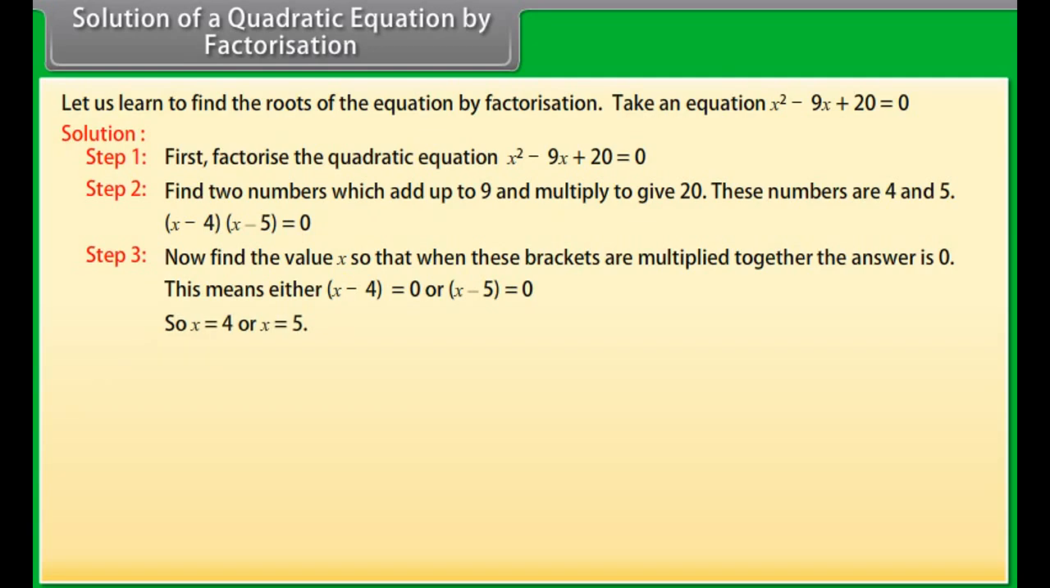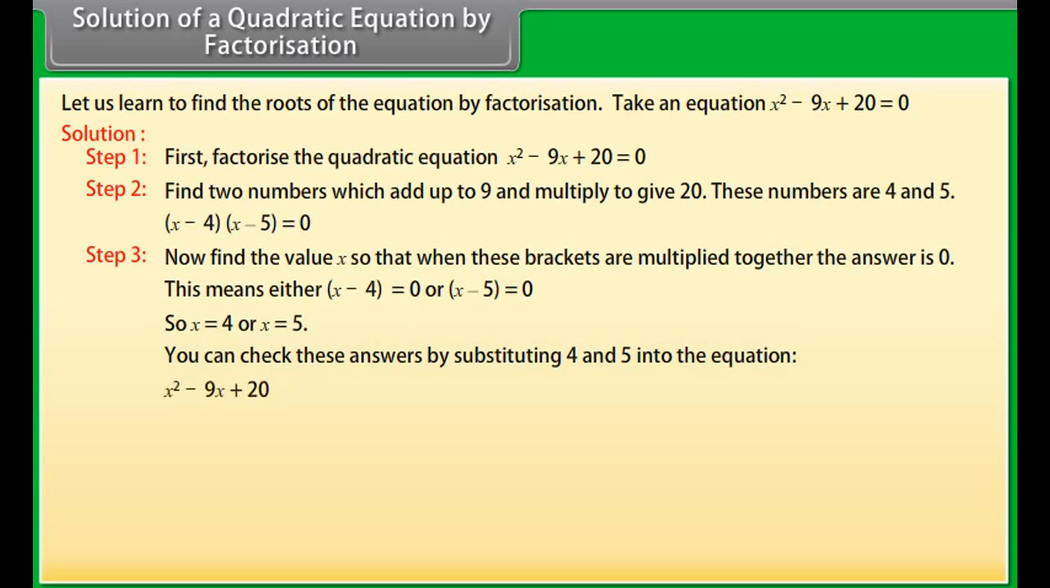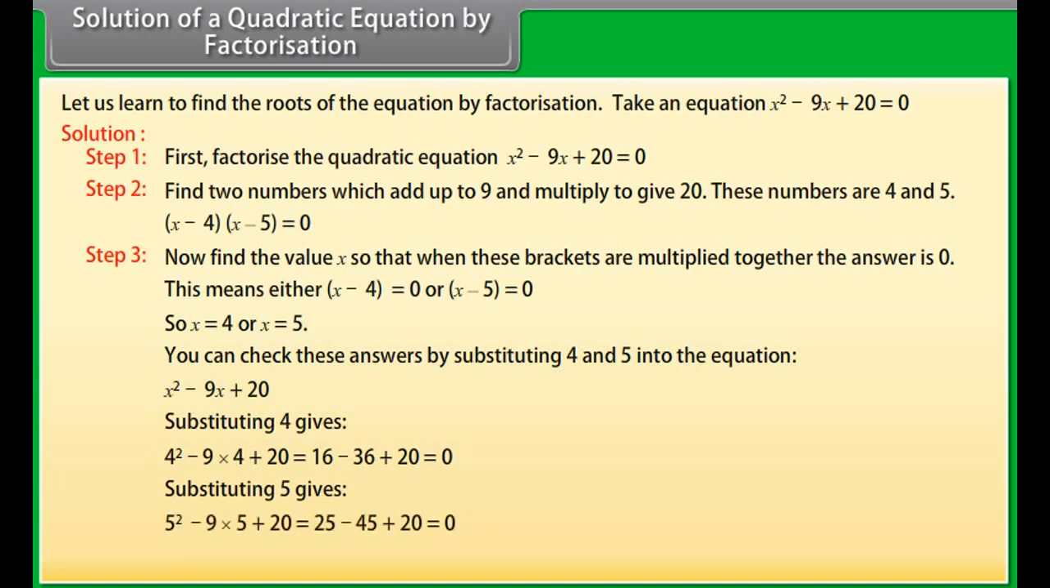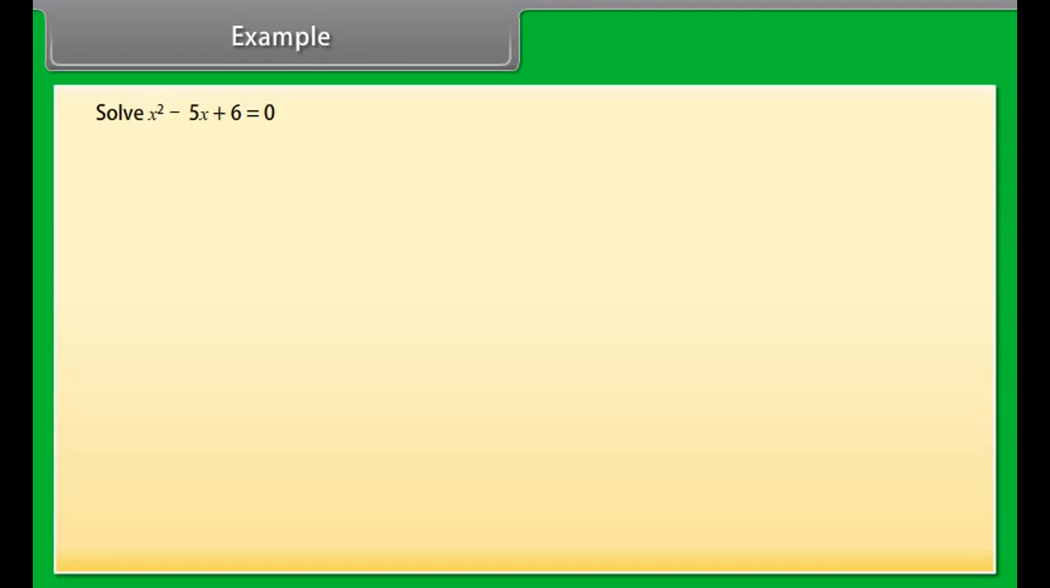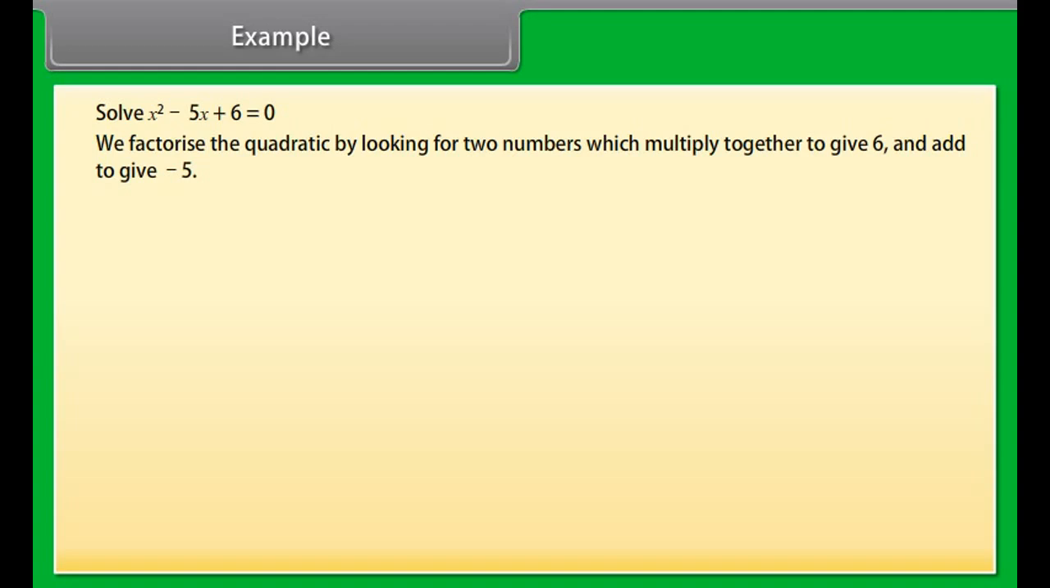Now find the value of x so that when these brackets are multiplied together, the answer is 0. This means either x minus 4 is equal to 0 or x minus 5 is equal to 0. So, x is equal to 4 or x is equal to 5. You can check these answers by substituting 4 and 5 into the equation x square minus 9x plus 20. Substituting 4 gives 4 square minus 9 into 4 plus 20 is equal to 16 minus 36 plus 20 equals 0. Substituting 5 gives 5 square minus 9 into 5 plus 20 is equal to 25 minus 45 plus 20 equals 0. Remember these three simple steps and you will be able to solve quadratic equations.